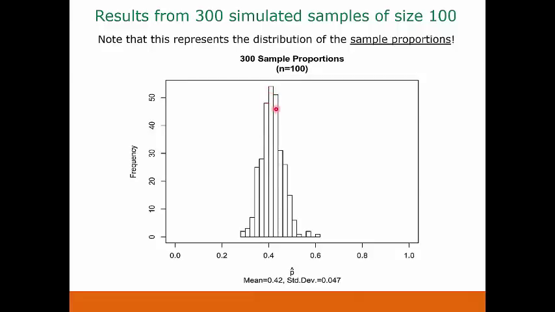And notice how many of our values are grouped around that mean. Also, in this one, our standard deviation is down to 0.047. It's a little bit more than half of what it was for the samples of size 50.